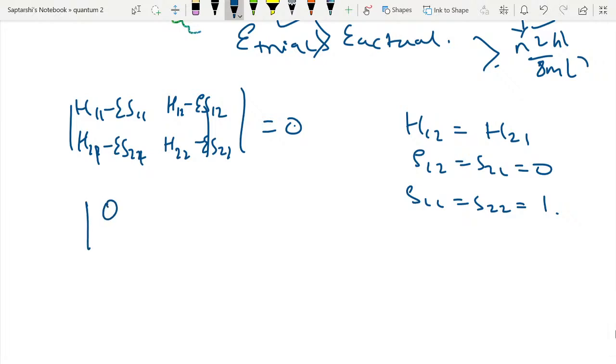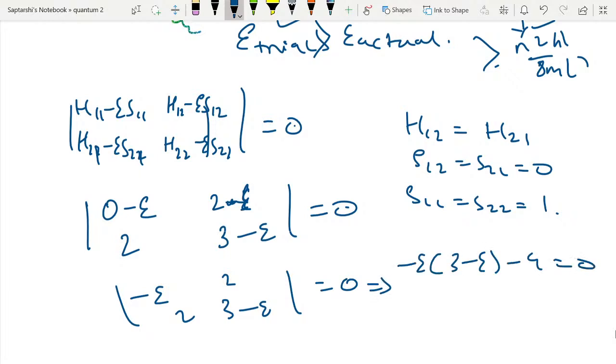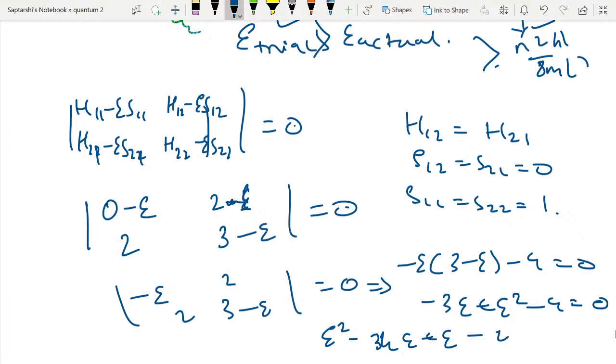So this will be 0 minus E, and h12 and h21 will be 2, and 2, and this will be 3 minus E. The E S12 term will be 0, because S12 is 0. So we get minus E times (3 minus E), minus 2 times 2, equals 0. That is minus 3E plus E squared minus 4 equals 0, so E squared minus 4E plus E minus 4 equals 0.